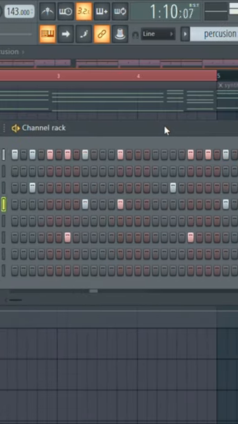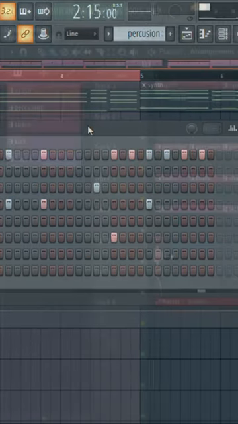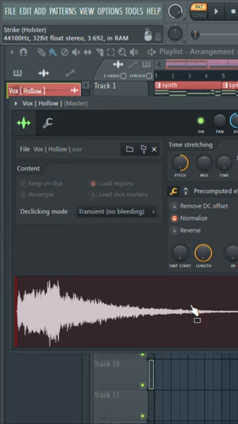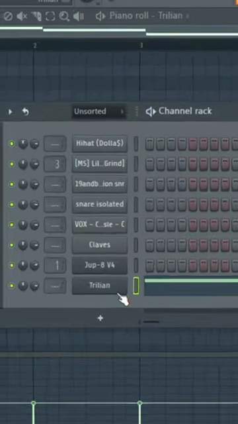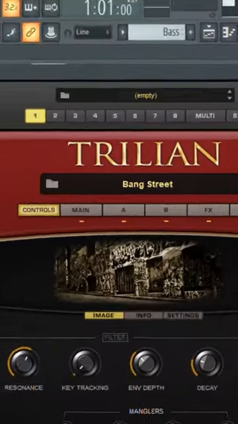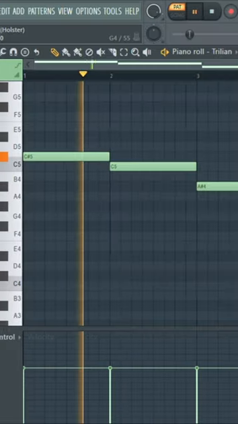Then we have these drums. And we have this FX. I don't think they used this, but this is the closest I could find. Lastly, we have this bass from Trillion, called Bang Street.